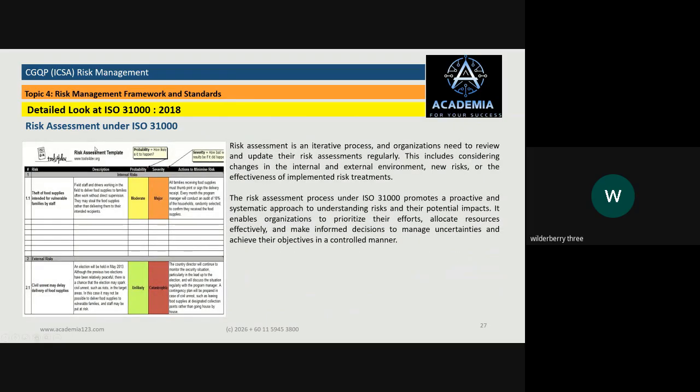So, risk assessment template. In practice, ISO is recommending to use risk assessment templates which are structured. How is it structured? You name the risk, you describe the risk, you give a probability: how likely is it to happen? You give a judgment about the severity: how bad is the influence or the result if it happens? And then of course, which actions to minimize the risk? That's the mitigation.